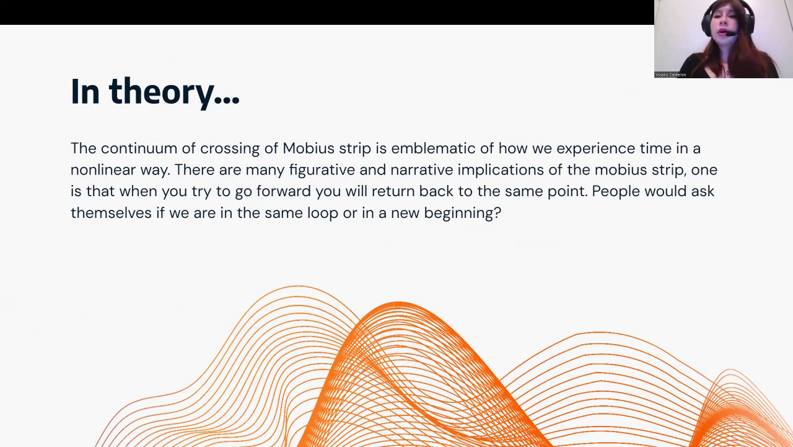People in theory think that time travel is based off the strip. In the continuum, the crossing of a Mobius strip is embedded in how we experience time in a non-linear way. There are many figurative and narrative implications of the Mobius strip, and one is that you try to go forward when you return back to the same point. People ask themselves, are we in the same loop or are we in a new beginning? Which people have related to time travel.